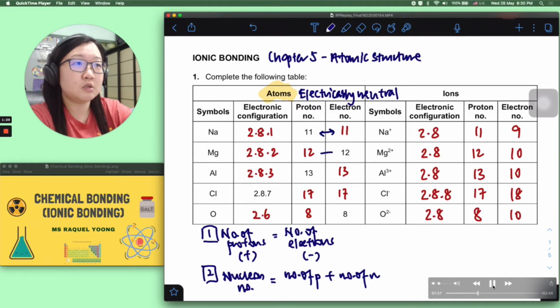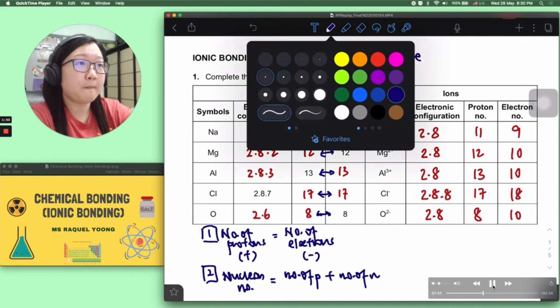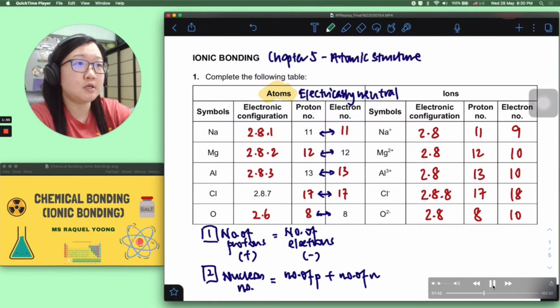If you notice, using the first relationship, you can also see that over here, the proton number and electron number of atoms are the same, right? Just as we have just gone through. Let me just change my ink color. So make good use of this little trick that we have taught you in class, right?